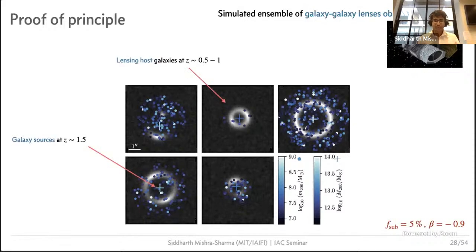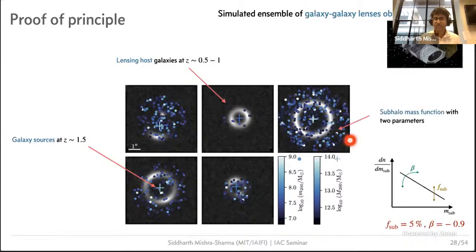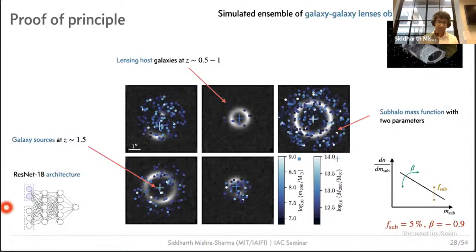We put down galaxy sources at about a redshift of 1.5. We put lens galaxies varying the redshift between 0.5 and 1. We peppered our images with subhalos from the mass function. And we used a machine learning architecture from computer vision, LeNet, which is a convolutional neural network that is very easy to get off the shelf. So there's nothing customized with the architecture here.